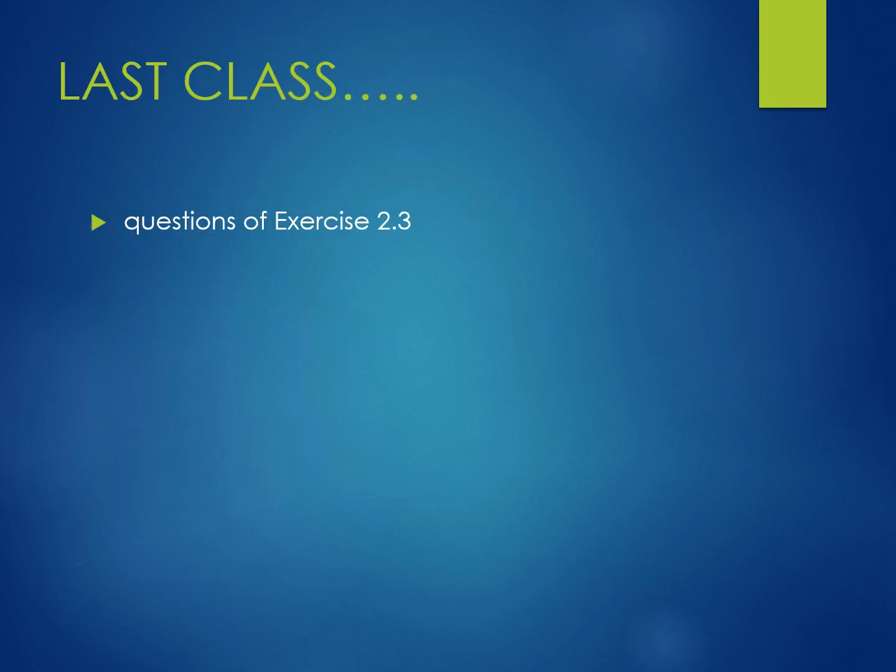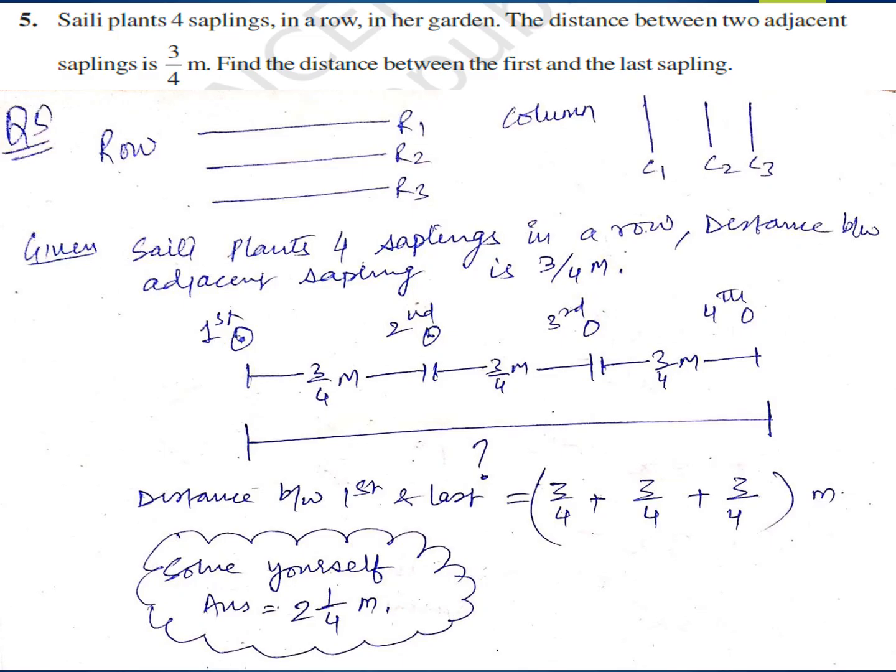In the last class, we discussed some questions of exercise 2.3. The question is, Sally plants 4 saplings in a row in a garden. So first of all, we need to understand what is a row. Second, the distance between two adjacent saplings. Again, this word adjacent is coming. We must understand what is adjacent. It is 3 by 4 meter. Find the distance between the first and the last sapling.